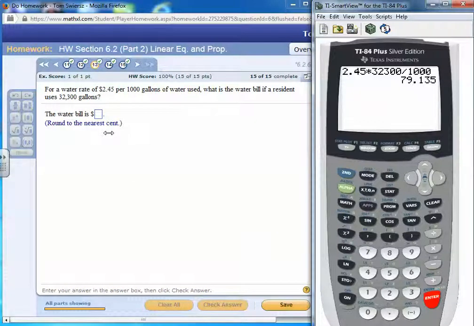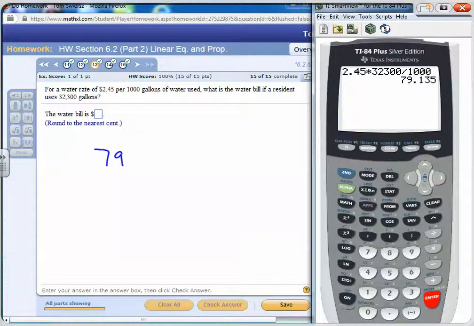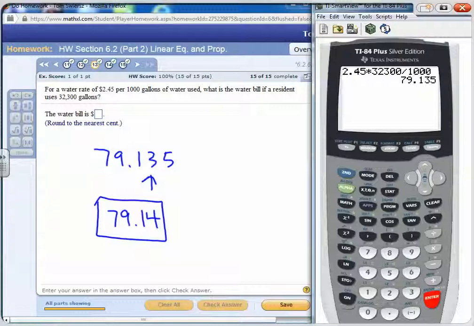Cents is 2 decimal places, right? So we get 79.135. We're rounding this. Following the 3, the nearest cent is hundredths, which is a 5, so that means we would round up, right? So the 3 would go up to a 4, which of course would be $79.14 to the nearest penny.